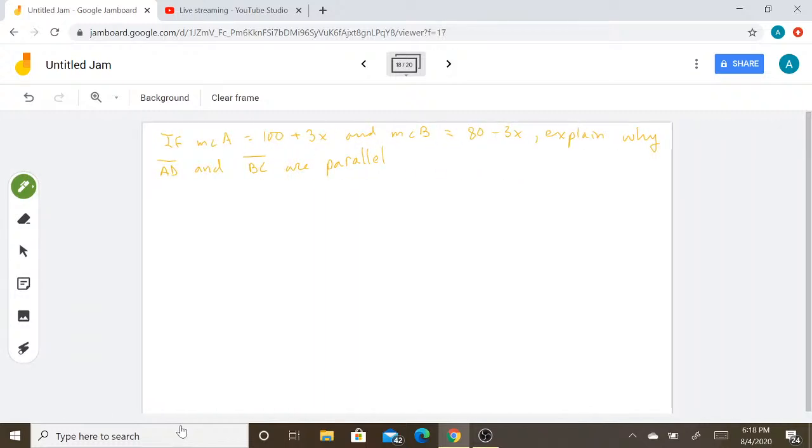So here we have a problem, not a proof, and it asks if the measure of angle A is 100 plus 3x and the measure of angle B is 80 minus 3x, explain why side AD and side BC are parallel. With this problem, they give you a diagram or a shape, and it looks like this.